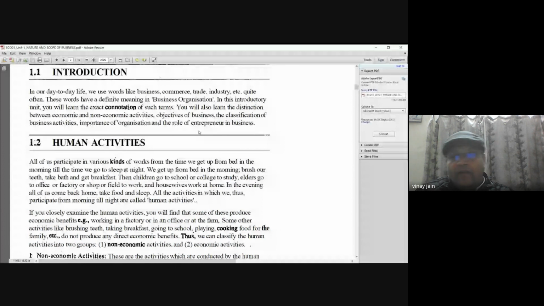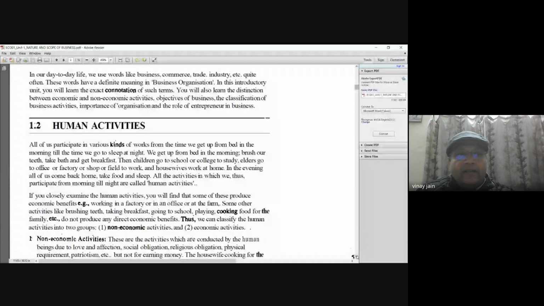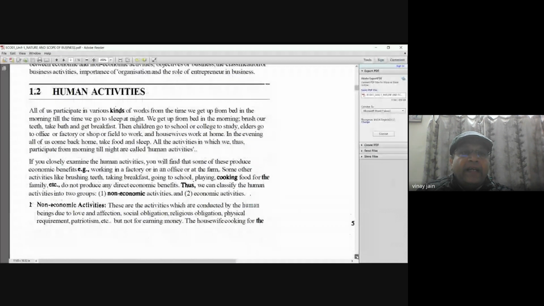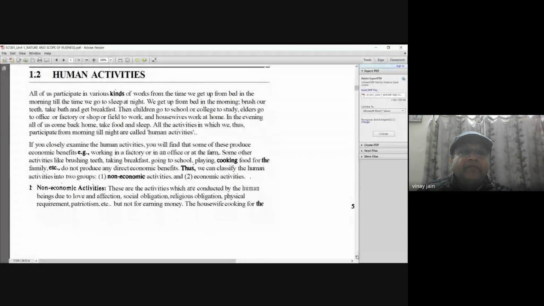Now, if we go by the task, the human activities which we are trying to understand: in short, guys, we have two kinds of activities in our daily walk of life, that is non-economic activity and economic activity.